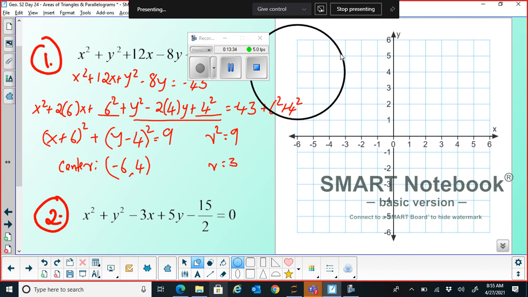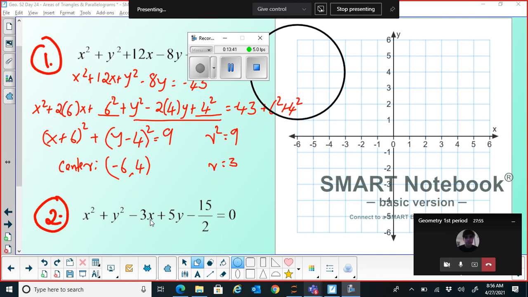Okay, try the next one. I'll wait for another minute and then I'll go over the solution. Okay, let's try the next one as well. On this one, let's keep the constant on the right side and put all the x and y terms together.